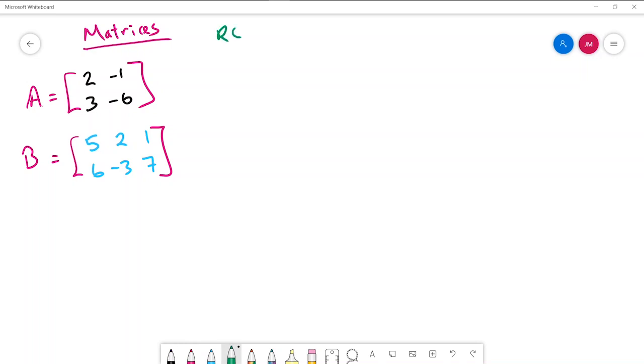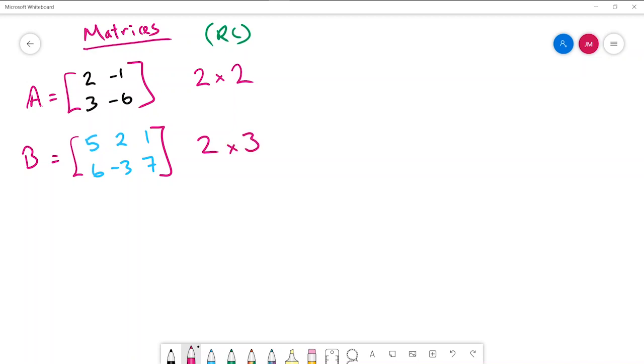Now just remember RC, shorthand for remote control. If you've got a remote control car, you might see an RC car, things like that. Anytime you see the size of a matrix listed, the first number is always the row. So this first one, matrix A, has 2 rows, so it's a 2 by, and it's got 2 columns, so it's a 2 by 2 matrix. B has 2 rows, and this one's actually got 3 columns, so it's a 2 by 3 matrix.